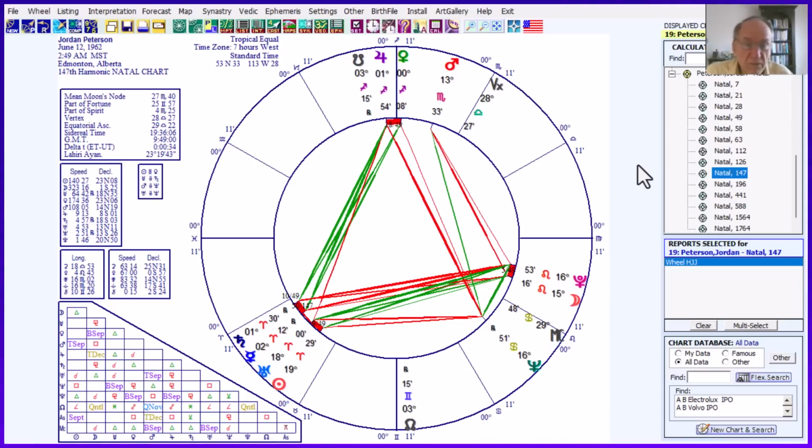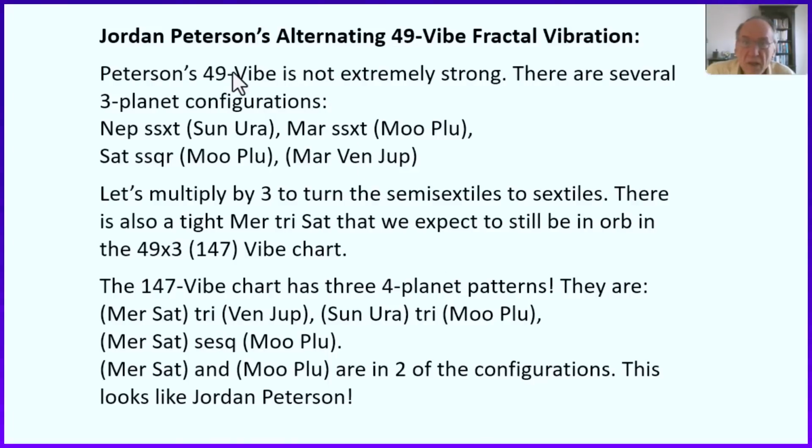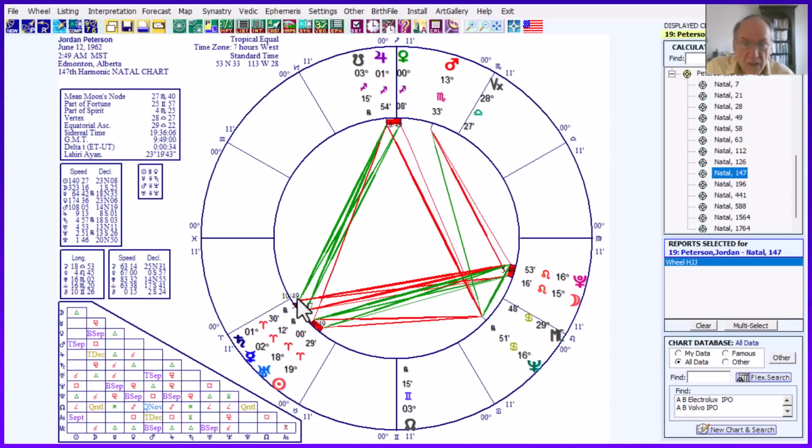Now, we could triple it again. Let's see what I do, let's read my notes. See what approach I took. We multiply by 3, and we see all of these patterns in the 147. There are 3 4-planet patterns. Okay, I just showed them to you. And notice the planets involved. This gets really interesting. Look at Mercury, Saturn with Moon, Pluto.